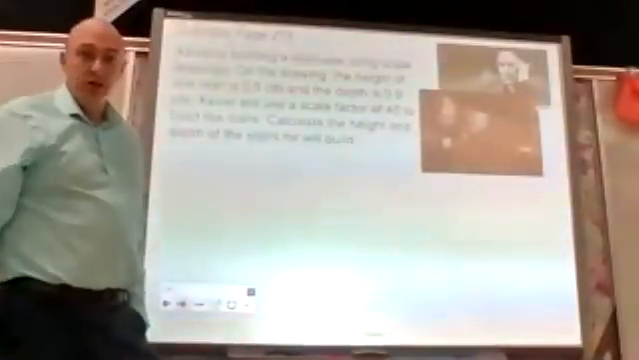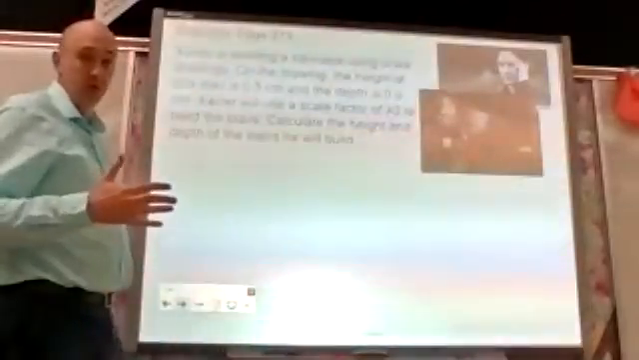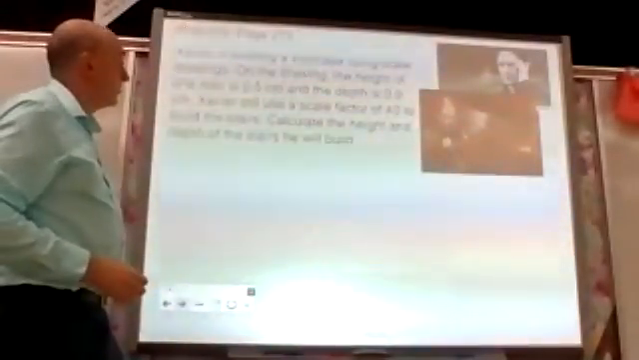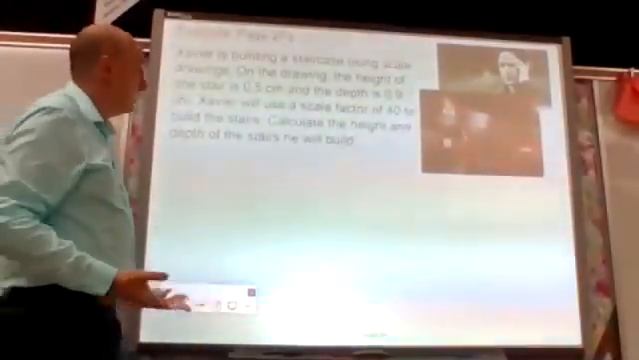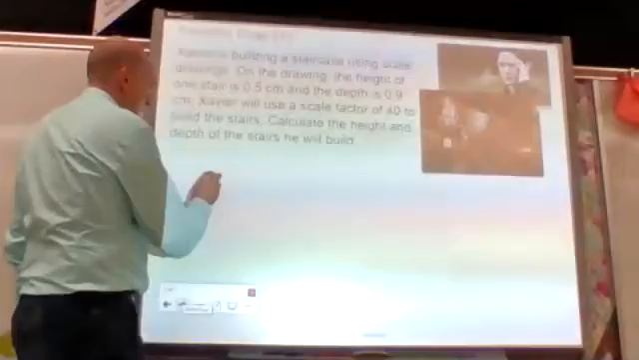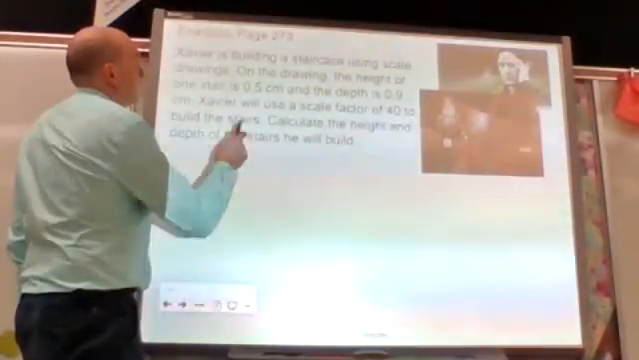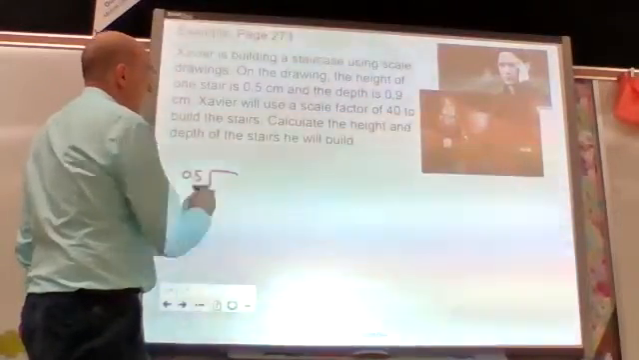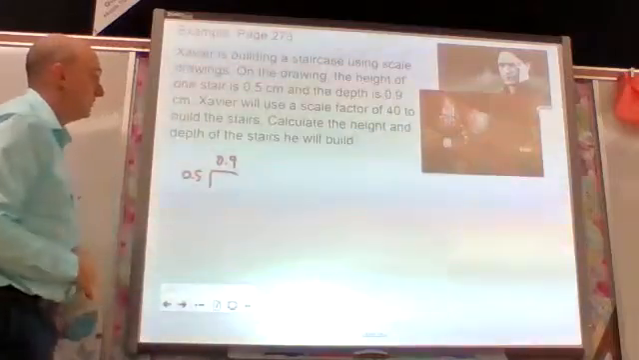Okay, next question. When you're actually building a scale or a model from an original, how do you do it? Xavier's building a staircase using scale drawings. On the drawing, the height of one stair is 0.5 centimeters. The depth is 0.9 centimeters. So height and depth. So height is 0.5, depth is 0.9, and those are centimeters.